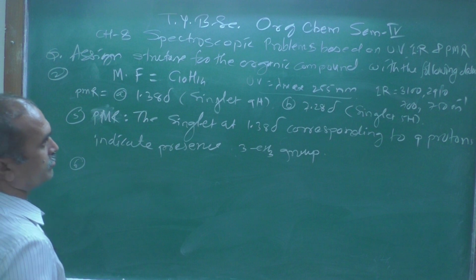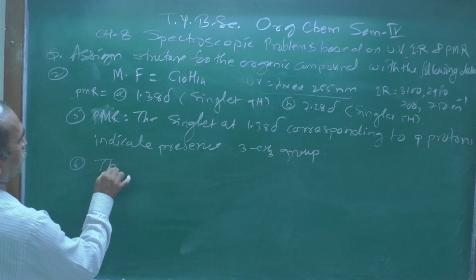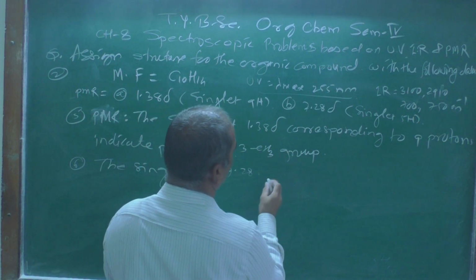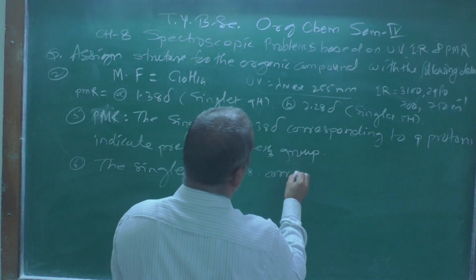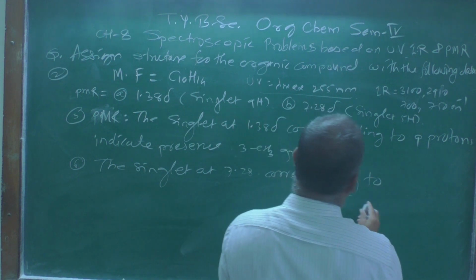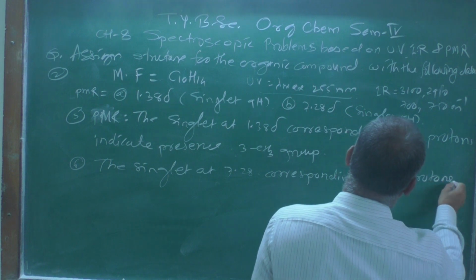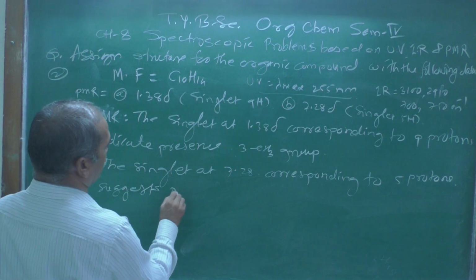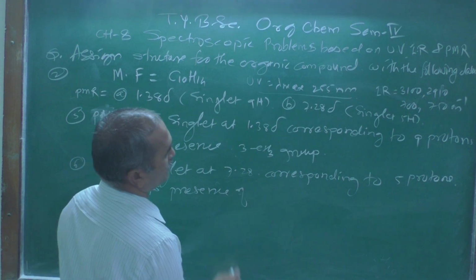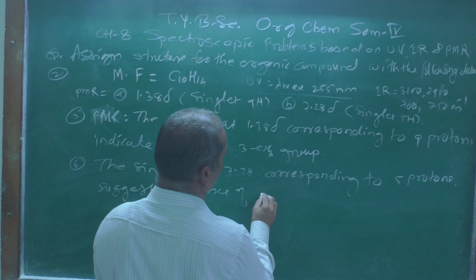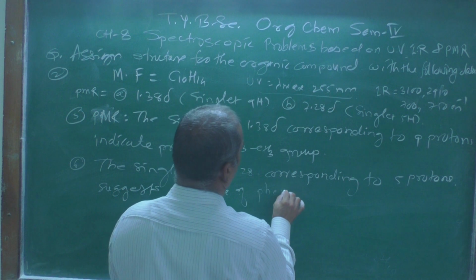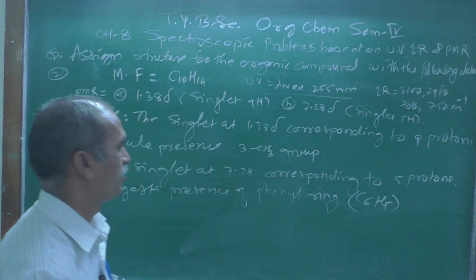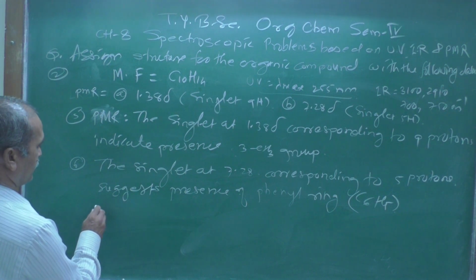Now, point number 6. The singlet at 7.28 corresponding to 5 protons suggests the presence of a phenyl group, phenyl ring, which is C6H5, right? C6H5.